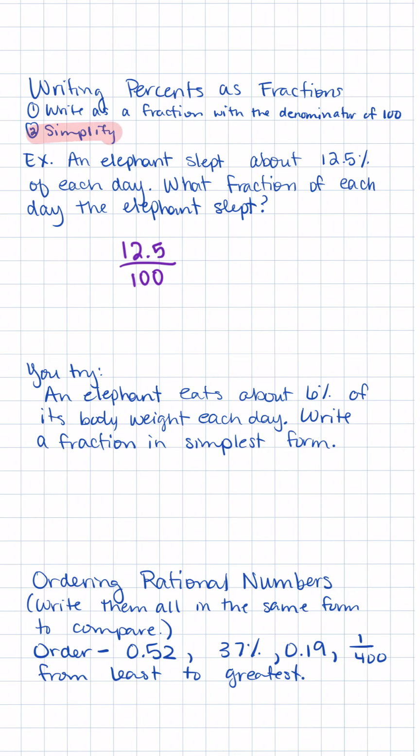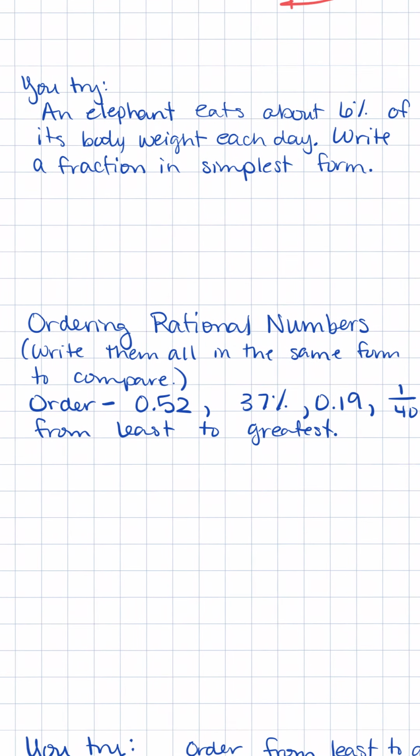So 12.5, I know that 12.5 goes into 100. So if we divide the top by 12.5 and the bottom by 12.5, we get 1 over 8. So the fraction is 1/8. They spend 1/8 of their day sleeping. Okay? Go ahead and try this next one on your own.